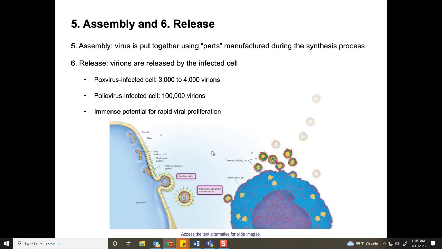So in reality, we're not just going to have one replicated virus exit the cell. There's going to be tons. For example, if this was the pox virus that can cause a smallpox infection, we would have 3,000 or 4,000 of these virions exiting this cell. If it was the polio virus, we're talking hundreds of thousands. So there's an immense potential for very rapid viral proliferation, meaning viruses infect and spread in the body very quickly.